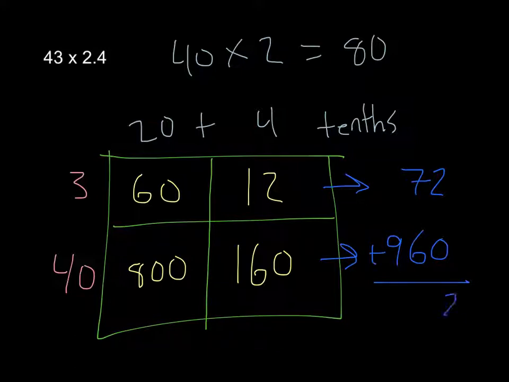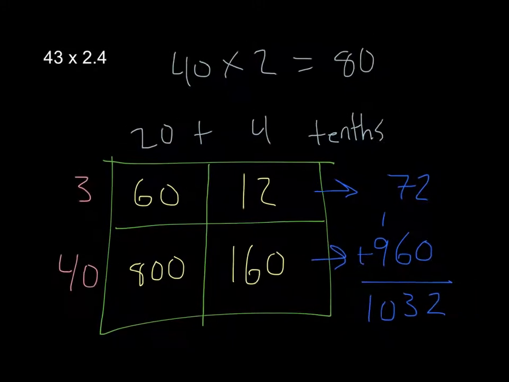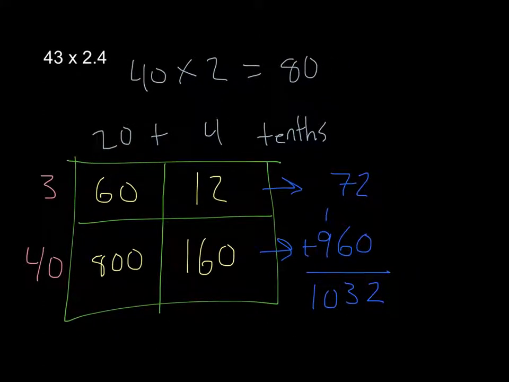2 plus 0 is 2. 7 plus 6 is 13. Okay. 1 plus 9 is 10. So I have 1,032. And remember, this is in tenths, which is very important to remember. Okay, so be sure to write tenths. When I convert that into a more normal number, it is going to be 103 and 2 tenths.